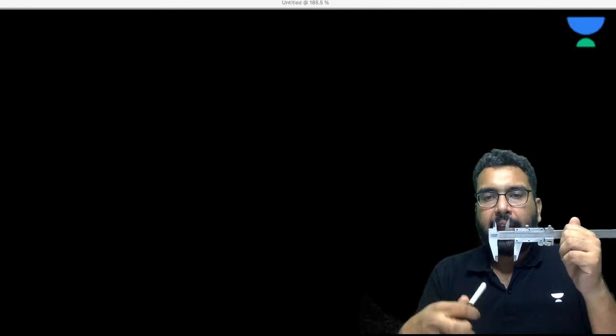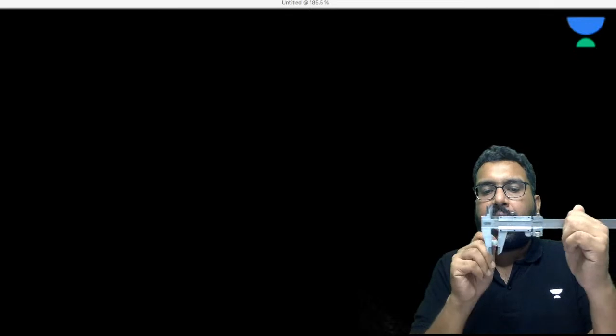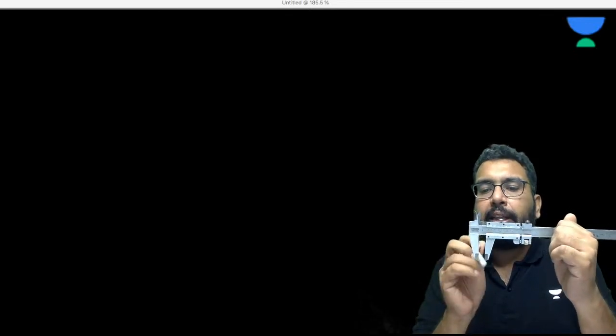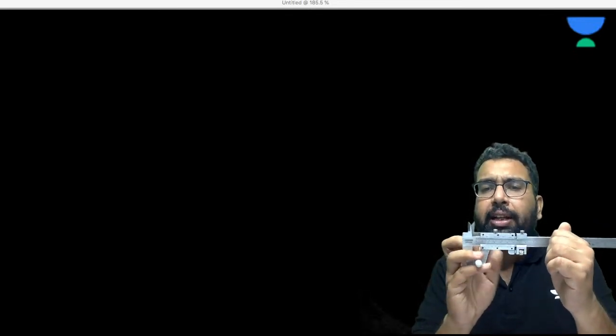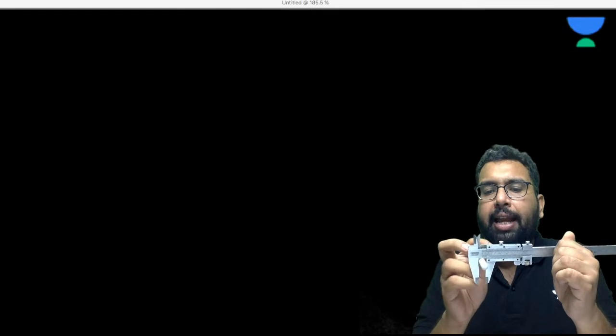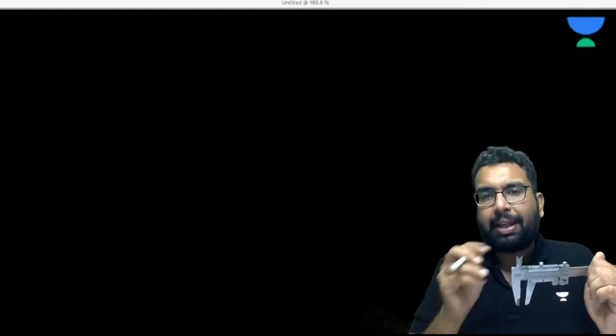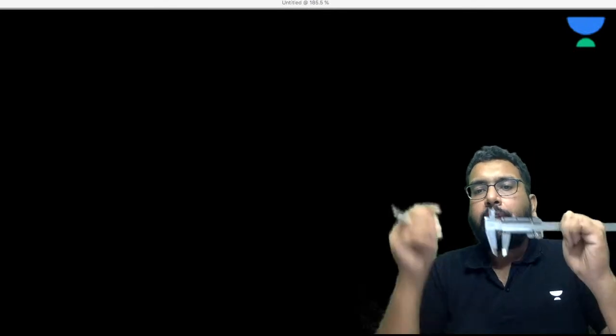Let's suppose that I have measured something, like the diameter of my pen. I am holding this pen in here, and obviously I'll make sure that this is tightened enough. And you see, this is the lock. If you rotate this, it will get locked. So you can hold this pen here, and then you can lock.